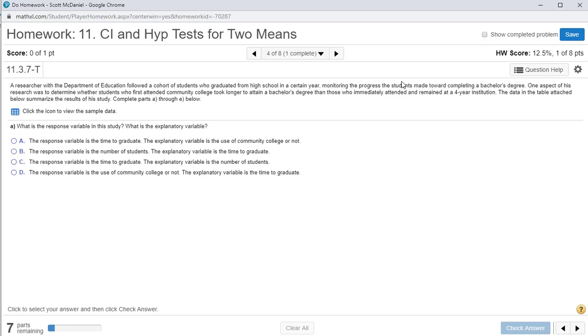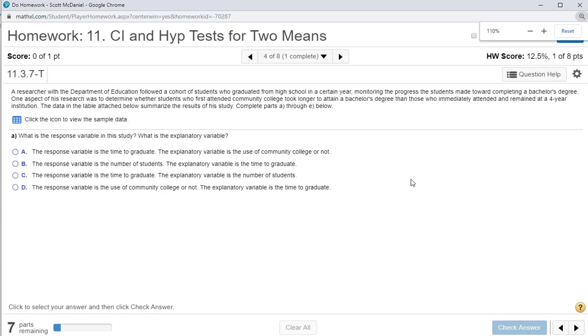A researcher with the Department of Education followed a cohort of students who graduated from high school in a certain year, monitoring the progress the students made toward completing a bachelor's degree. One aspect of his research was to determine whether students who first attended community college took longer to attain a bachelor's degree than those who immediately attended and remained at a four-year institution. The data in the table attached below summarize the results of the study. Complete parts A through E below.